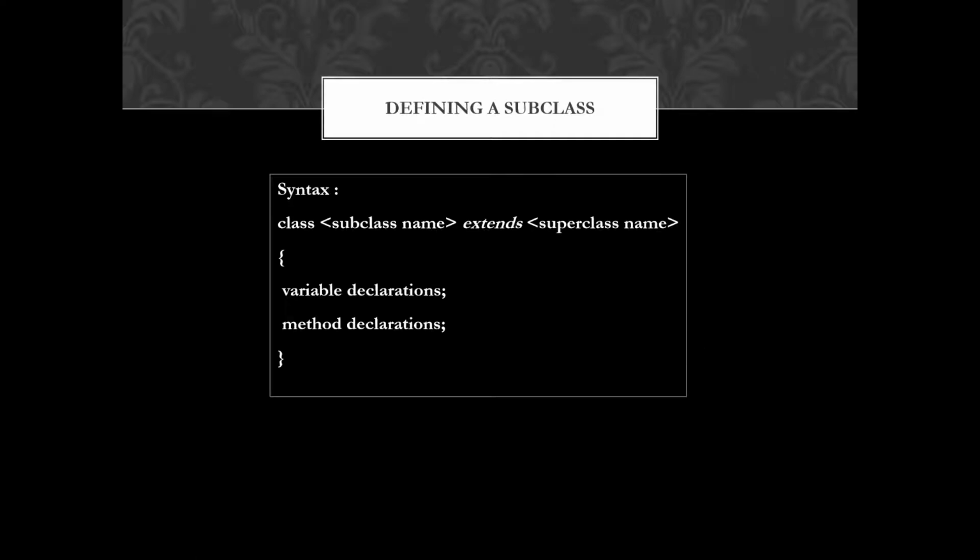If you want to define a subclass, how to define a normal class you are all clear with. But if you are defining a new class and that class wants to get the properties of an already existing class, then how can you define it? The syntax is very simple. You write the keyword class, then whatever class name you want to use, and if this class wants to extend an already existing class, you use the keyword extends, and then write the class name whose properties you want to extend.